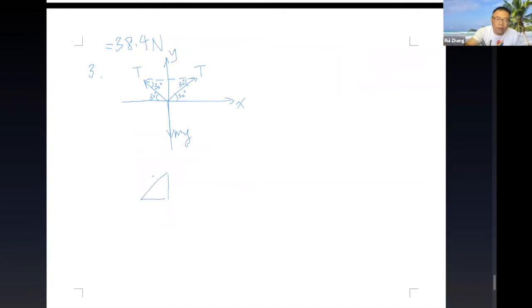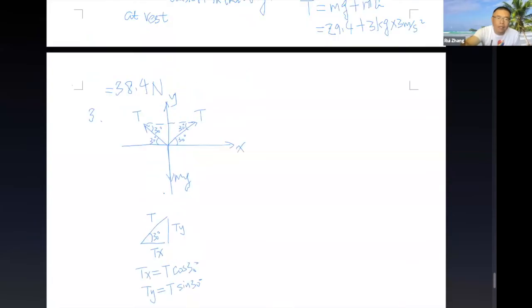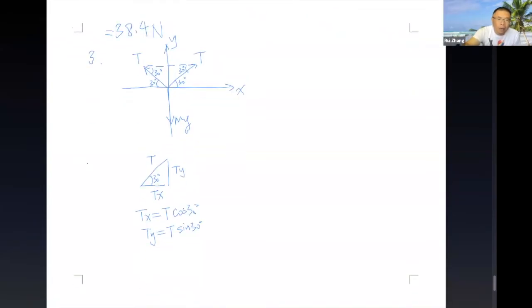So you have this, this is a tension here, this is a 30 degree angle here, right? So you have the y component and the x component. Based on trigonometry, Tx equals T times cosine 30, Ty equals T times sine 30. The same thing applies here for this tension. This is 30 degrees, so this is T, again this is Tx and this is Ty. So Tx equals T times cosine 30, Ty equals T times sine 30.